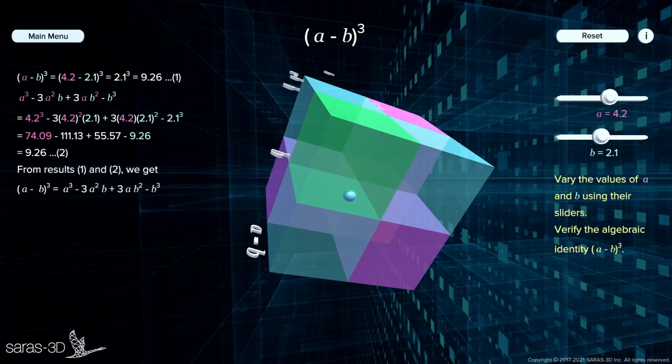So this is how we can derive the formula to calculate a plus b the whole cube and a minus b the whole cube. I hope you were able to understand both the algebraic derivations and their visual proofs also. In the next video, we will solve some questions based upon these algebraic identities.